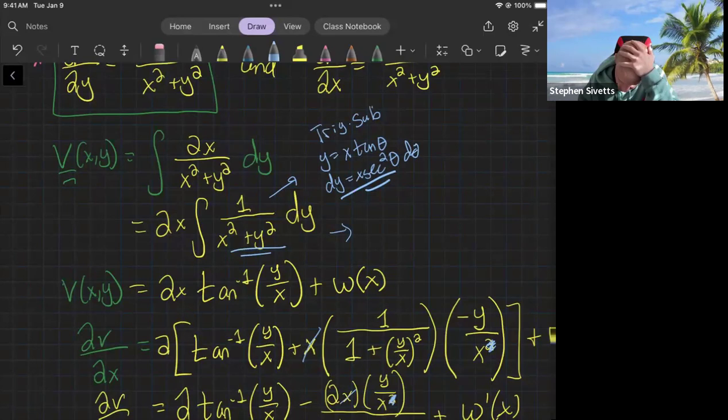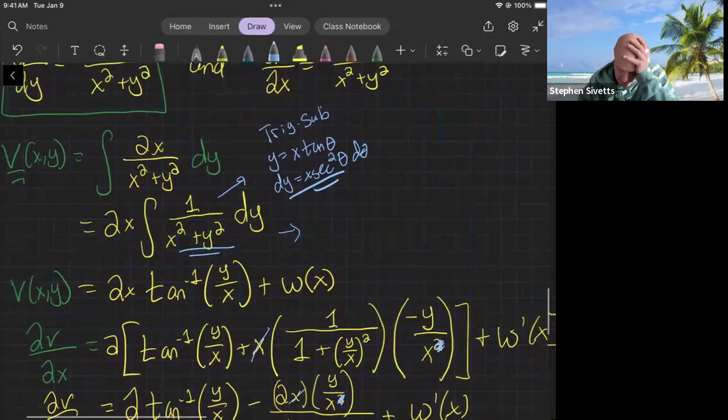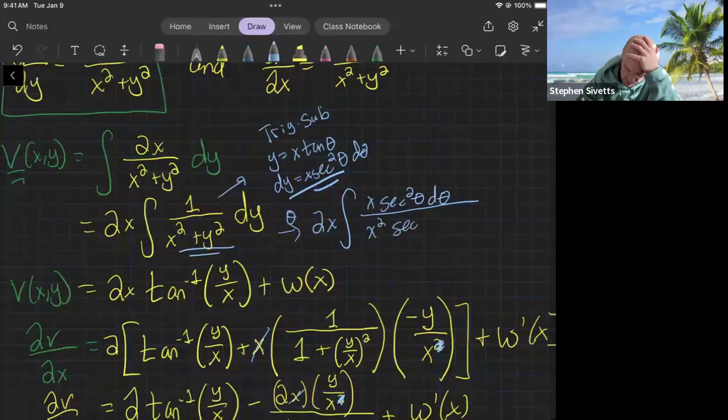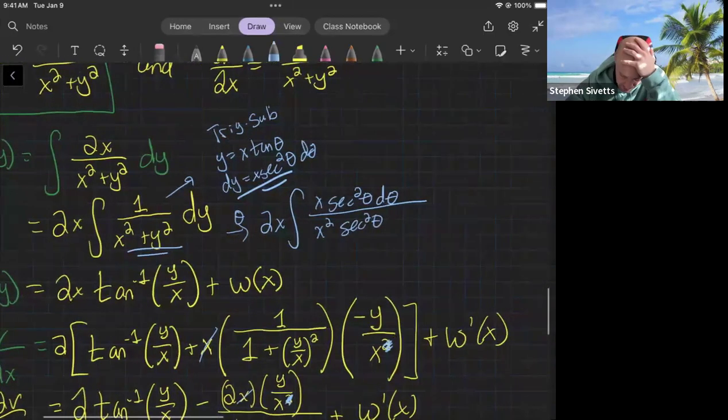Okay, so 2x is a constant and dy is that. So in terms of theta, this would equal x times secant squared theta d theta over y, which is x tangent squared theta. So it'll have x squared secant squared theta.